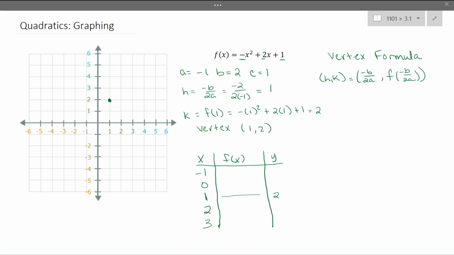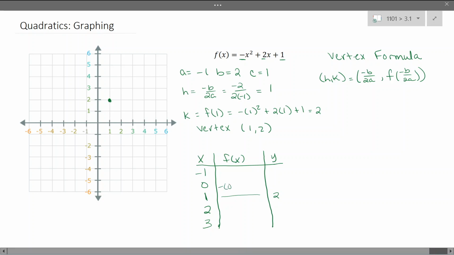So if I plug in 0, I have negative 0 squared plus 2 times 0 plus 1. That's 1. So what that tells me is that if I plug in 2, I should get the same thing. But let's check it just to be sure. So if I have negative 2 squared plus 2 times 2 plus 1, so I have negative 4 plus 4 plus 1. So that's going to give me 1. So those were symmetric like they were supposed to be.